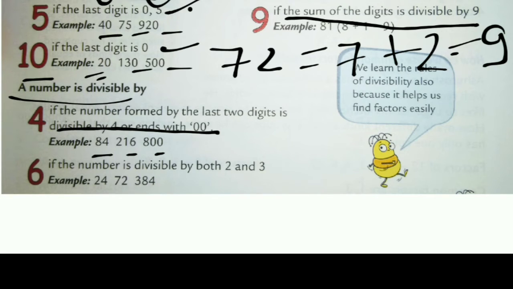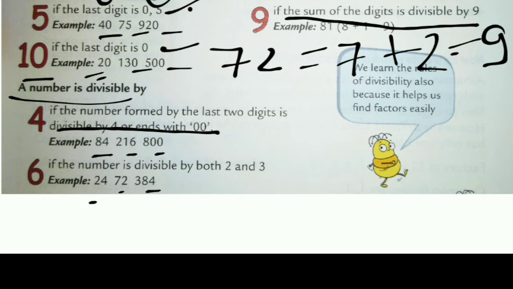Next, if the number is divisible by both 2 and 3. Example: 24, 72, 84. So, what is the rule for 2? The last number should be even. And what is the rule for 3? The sum of all the digits is divisible by 3. So, that is for 6.